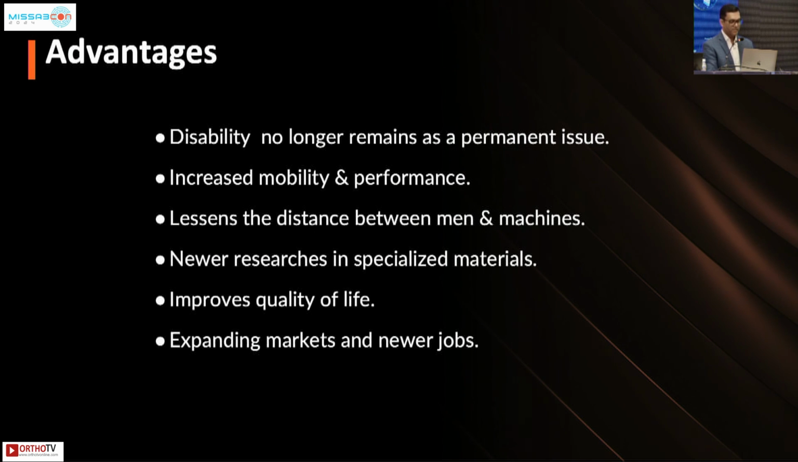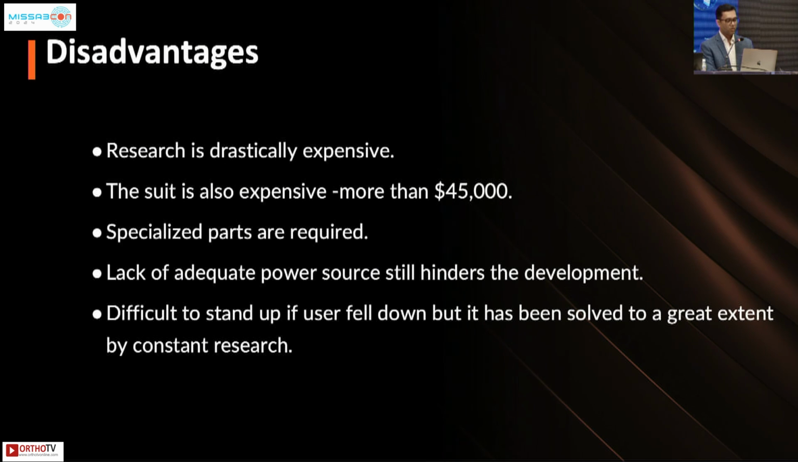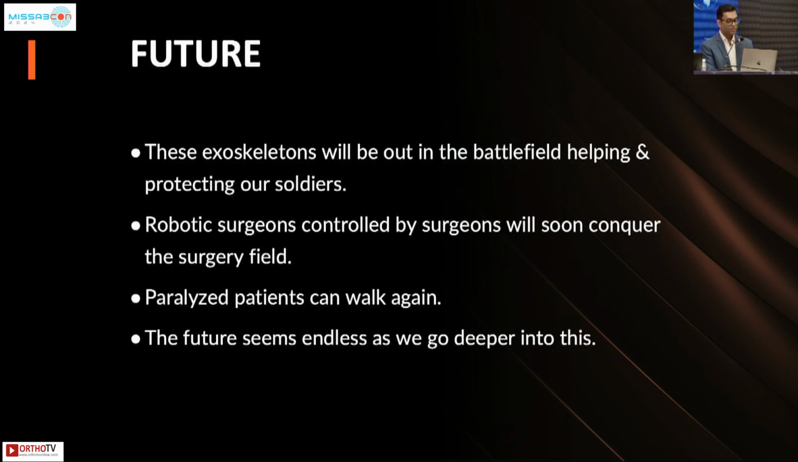So the advantages really, to summarize, are, disability can be overcome. There's increased mobility and performance. This can be functionally beneficial to the patient, and it improves his quality of life. The disadvantage, of course, is research has to be done, and a normal suit costs $45,000. Specialized parts are required. A lack of power supply has been our biggest challenge, and a lot of things are still going on. So the future is exoskeletals will be out in the battlefield. They are already out. It will be there in medical use, and it can definitely be a big change and a big boon to people with paraplegia. Thank you.